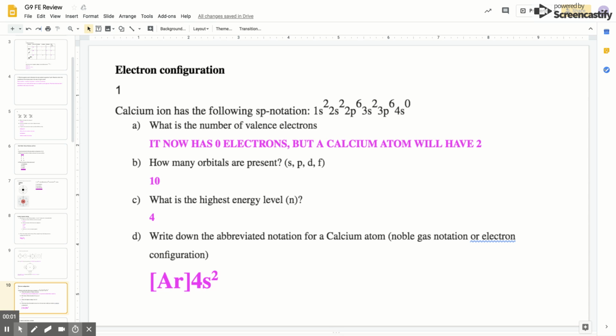Now on electron configuration. Calcium ion has the following spdf notation, 1s2 and so on. You can read all of that. What is the number of valence electrons?